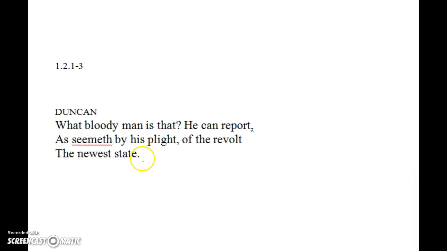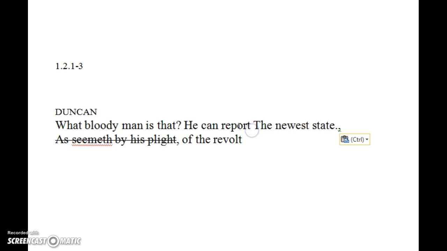Shakespeare's putting some words in an unusual place. For example, most of us would not put these three words here. Take a quick look at where you might put them. And while you're thinking about it, I'm going to delete some words to make it a little bit simpler. So what do you think? Where would you put the newest state? I would make the case that the best place is over here.